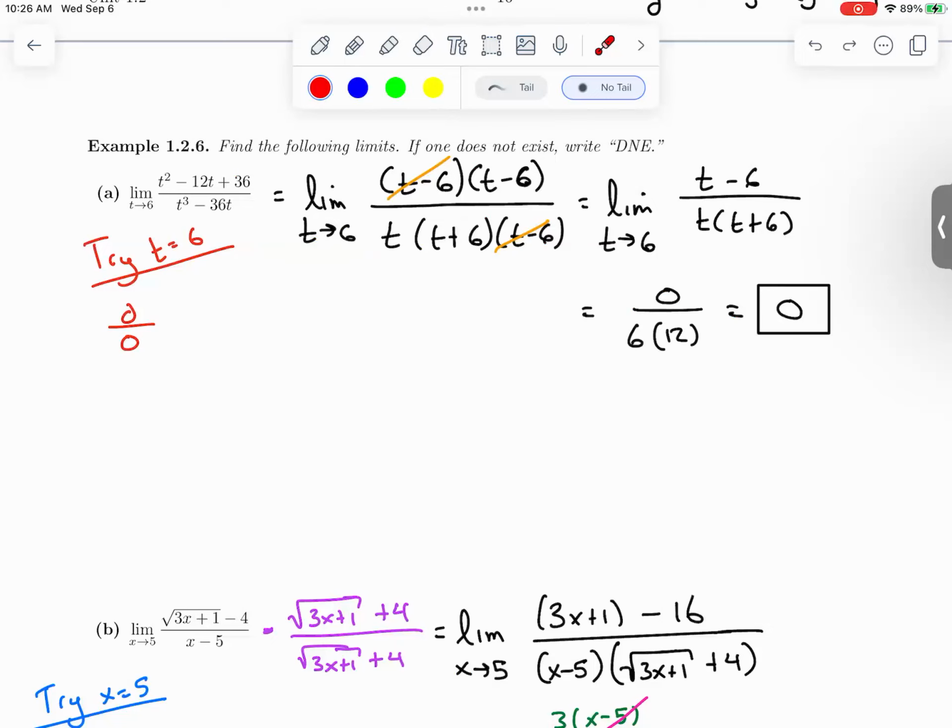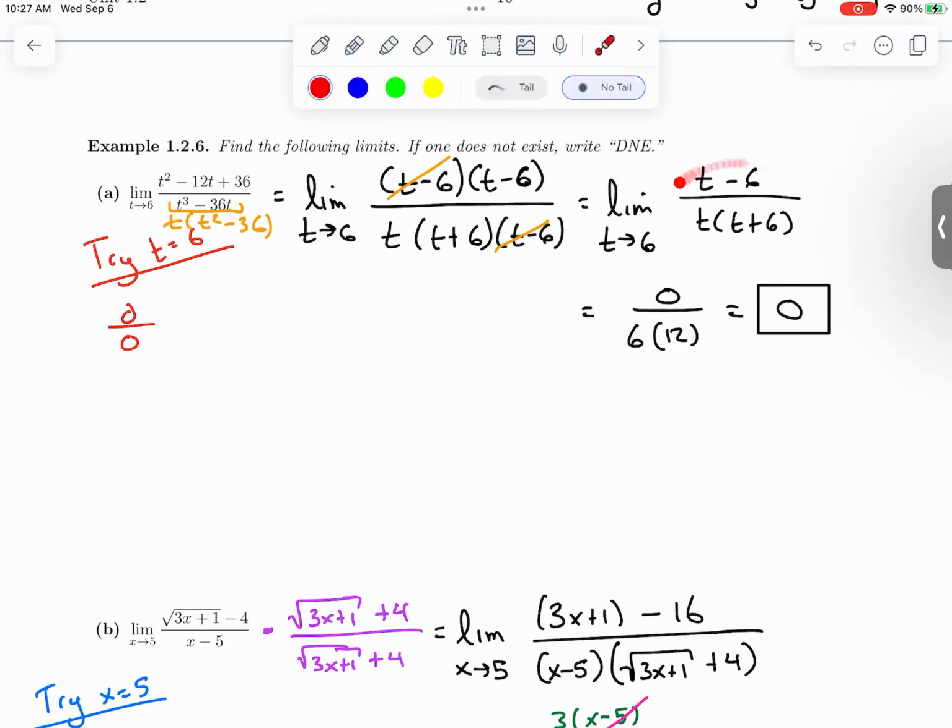I factored out a t from the original, from the beginning. I'll even write that step here. So there's a t that can be factored out. And then we get t times t squared minus 36. T squared minus 36 is a difference of squares. So that factors to t plus 6 times t minus 6. And then you can cancel one of the factors of t minus 6. And you get the limit as t approaches 6 of t minus 6 over t times t plus 6 right here.